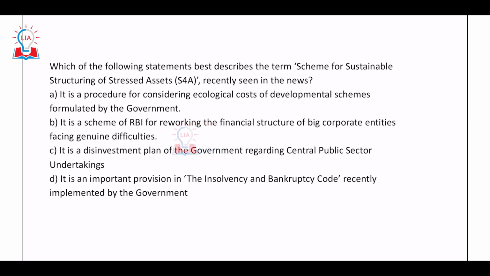So this came in news, but back then it was considered a part of the static portion itself. Why did it come in news? Because this scheme was discontinued by the RBI. S4A is the Scheme for Sustainable Structuring of Stressed Assets. Okay. So what is this scheme? This scheme was just about, let's suppose a firm has taken a loan from a bank, but the firm is not able to pay back, which means now it is an NPA, non-performing asset.